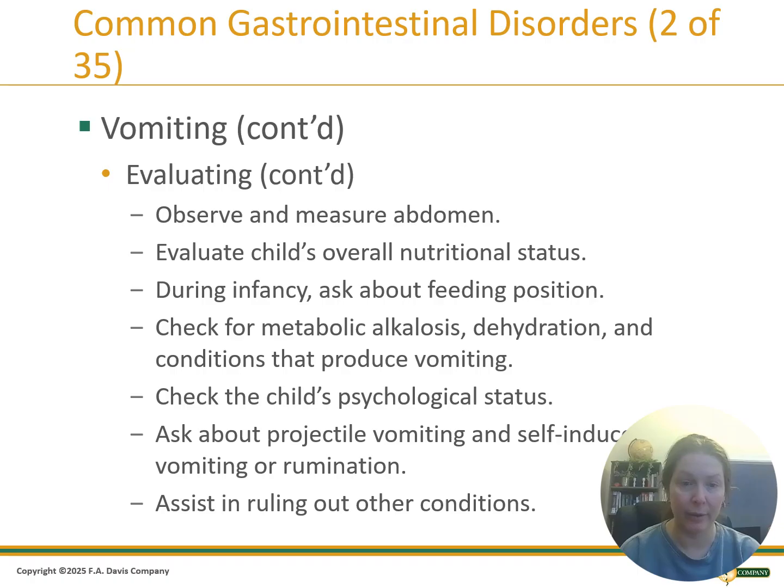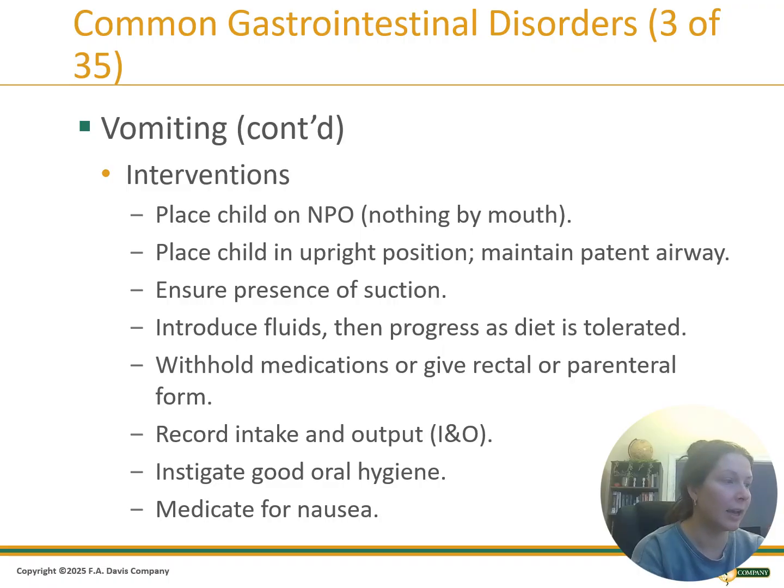So we're just going to assist in ruling out any other conditions by taking that thorough history and then speaking with either the RN or the provider that we are working with that day. So next, the interventions that we're going to do. Firstly, we're going to make that child NPO and communicate that with the rest of our team. So the child will have nothing by mouth. We want to educate the parent what that means, why we're doing it. We want to place the child in an upright position or a side-lying position to help maintain a patent airway.